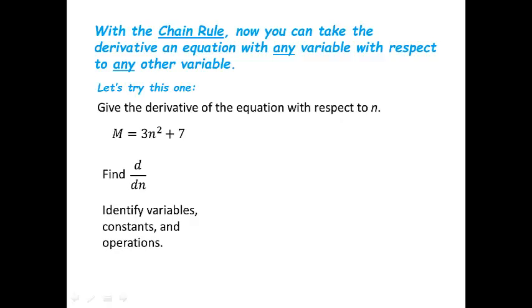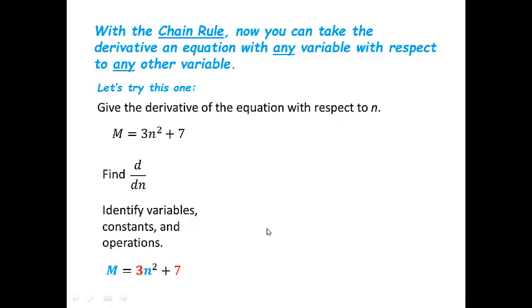And we're going to identify variables, constants, and operations. And I've labeled them in color here. The blue are our variables. Okay, the red are our constants that don't change, constants and coefficients. The 3 is a coefficient and 7 is a constant. And then the operations are the squared and the plus.